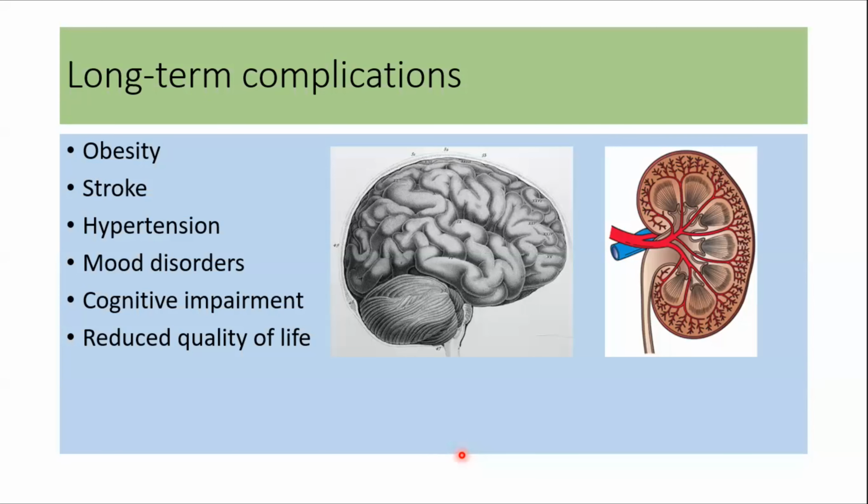So the long-term complications of the TTP include the obesity related to the steroid use. A patient can have long-term complications due to the organ ischemia, like patient can have stroke, hypertension, mood disorders, cognitive impairment, and the overall reduced quality of the life.